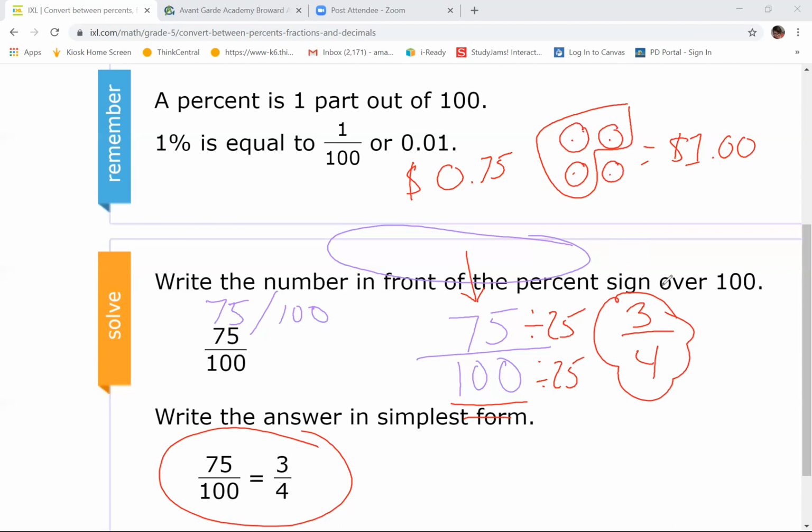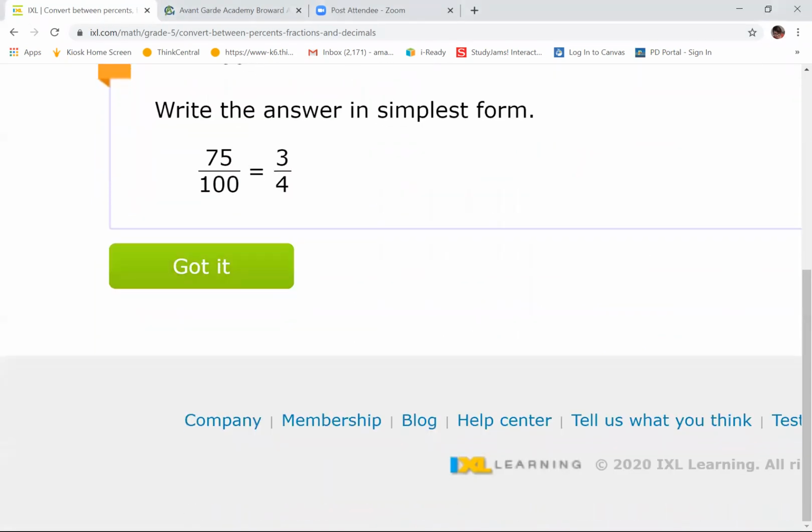I hope I'm going to get another problem like this, and we'll see if they want lowest terms all the time.